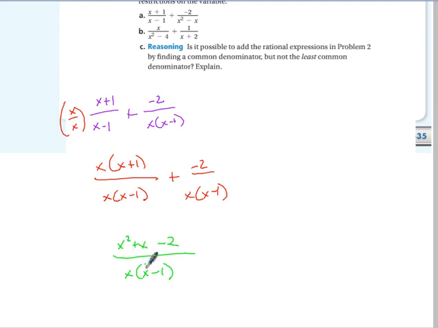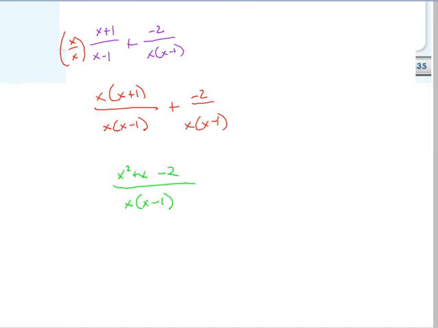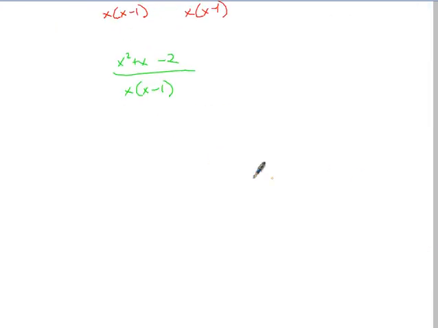Then I'm going to see if this can be factored. Okay, I'm going to see if I can factor it. And you know, sometimes you might not be able to. That's okay. Those problems exist.